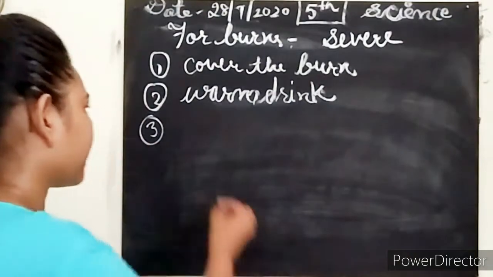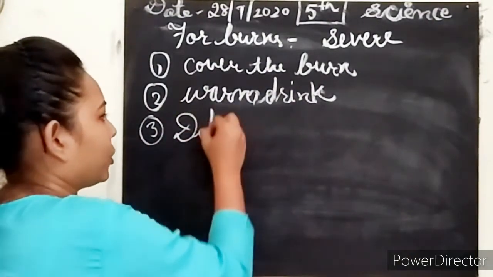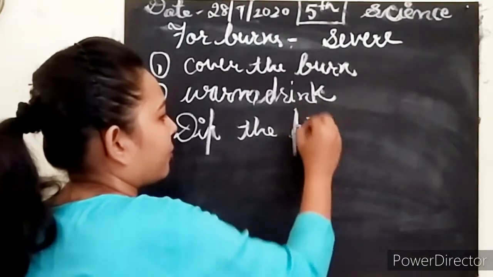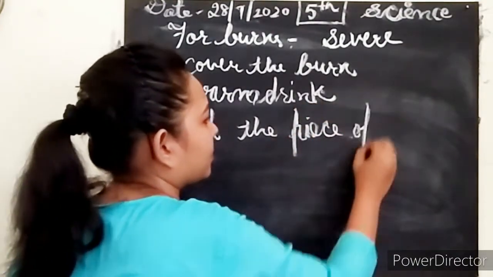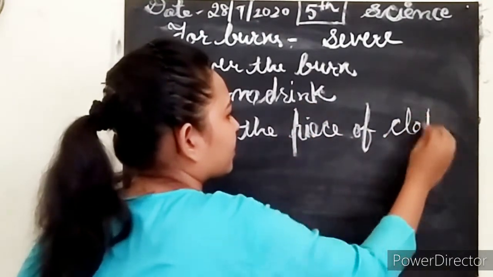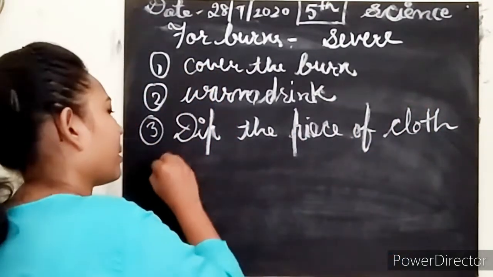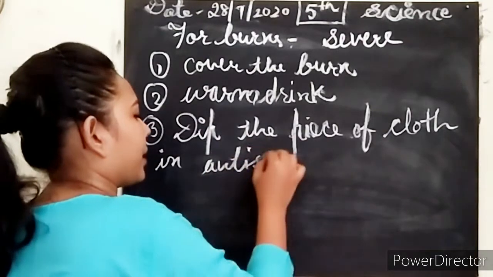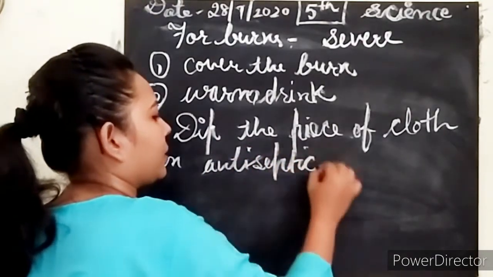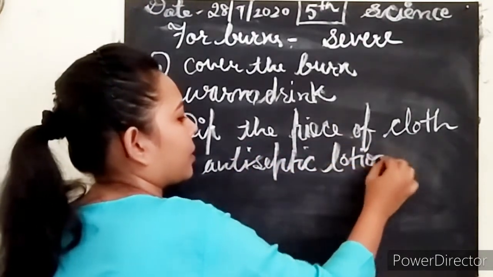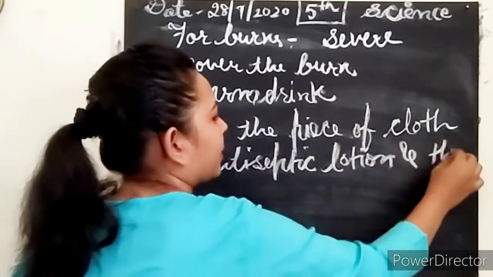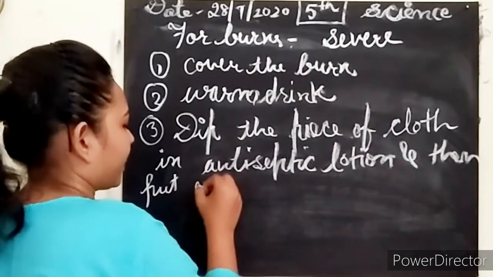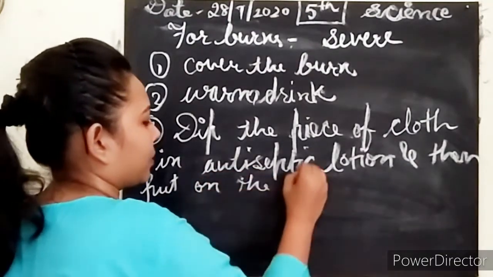Okay, so what you need to do here is dip the piece of cloth in antiseptic lotion and then put it on the burn.